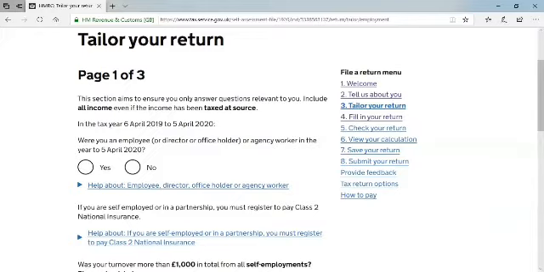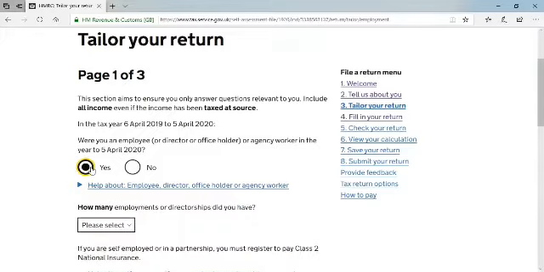tailor your return. The first question is, were you an employee or director? In this example, I am a contractor trading through a limited company, so I am both a director of that company and an employee. So I need to select yes. Let me do that. And although I am an employee and director, I can just select one, as it's one company that I have this relationship with. So we'll select yes here.